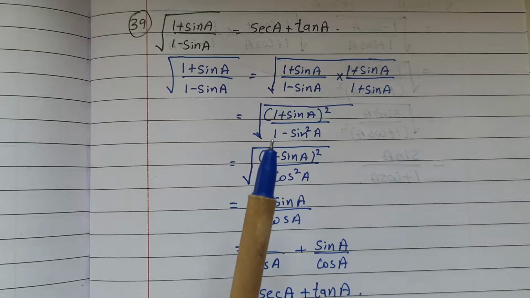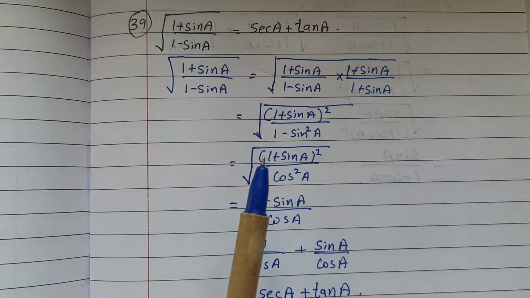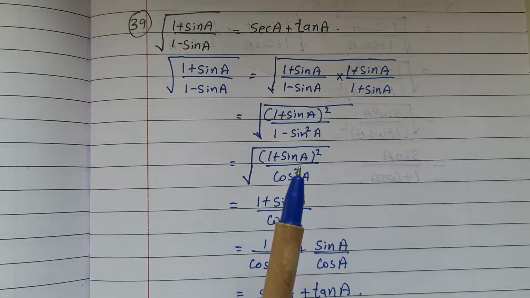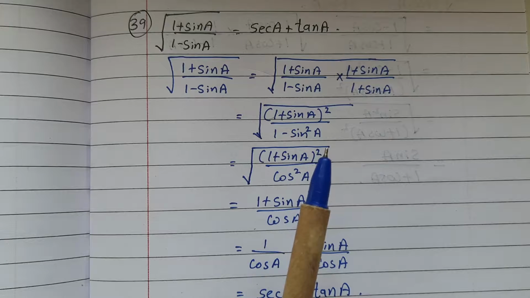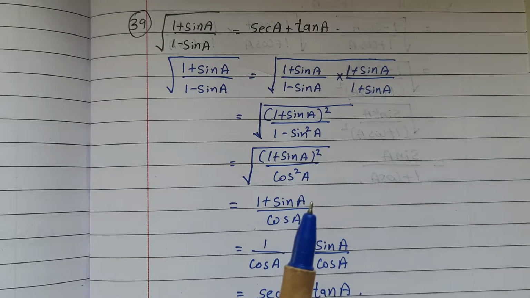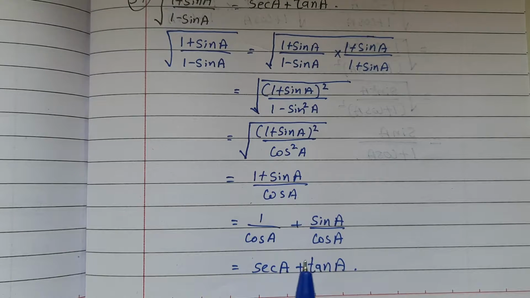Okay, so 1 minus sin square a is cos square a. So root of (1 plus sin a) the whole square upon cos square a. So this is (1 plus sin a upon cos a) the whole square. So root and square cancel each other. We get 1 plus sin a upon cos a, which is 1 upon cos a plus sin a upon cos a, equal to sec a plus tan a, equal to the right hand side.